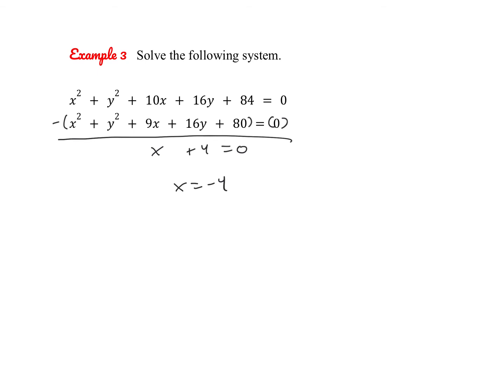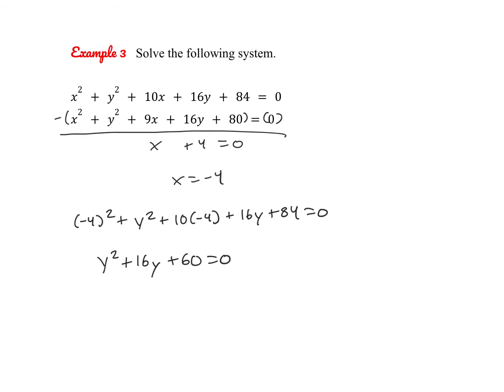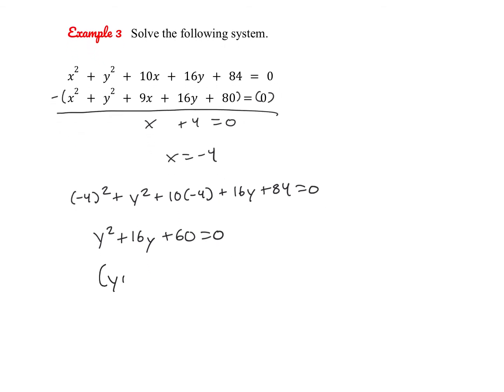So let's substitute -4 for x into our first equation. So we get -4 squared plus y squared plus 10 times -4 plus 16y plus 84 equals 0. And so here I do have a quadratic equation for y that I'm solving for, so implying we're probably going to get two solutions for y. So let's simplify what we have here. We have y squared plus 16y, and then plus 60 equals 0, and we can actually solve this by factoring. So y plus 6 times y plus 10 equals 0, so we get y equals -6 and -10.